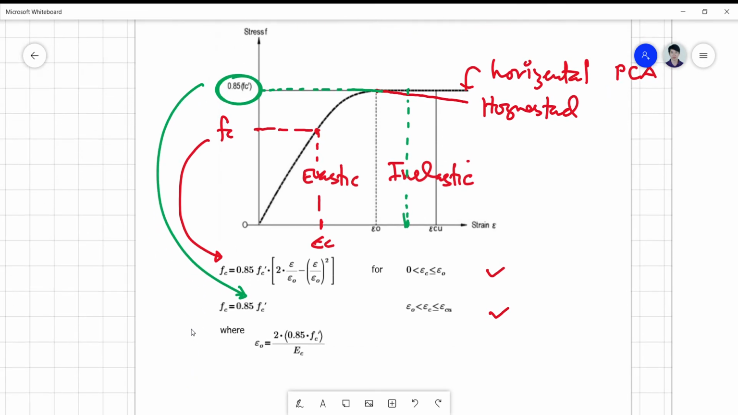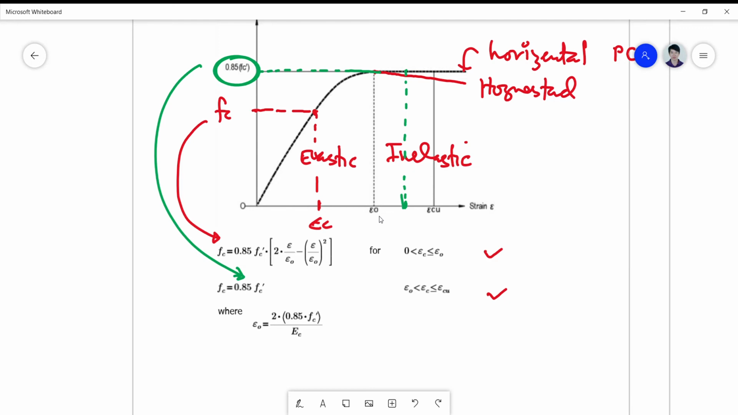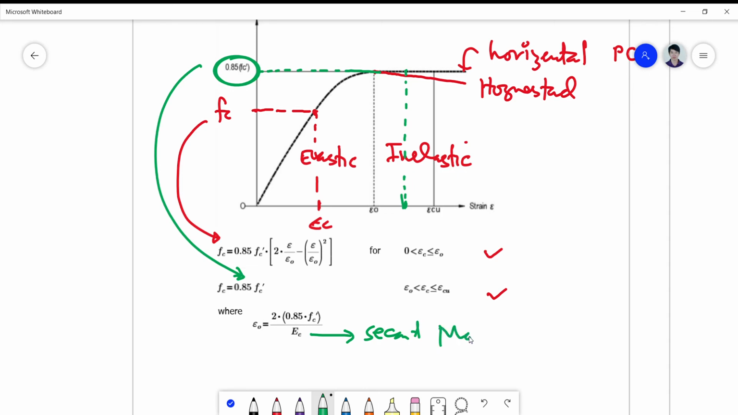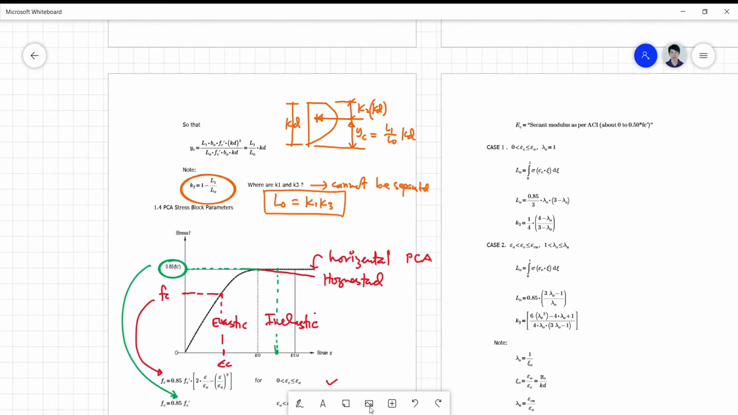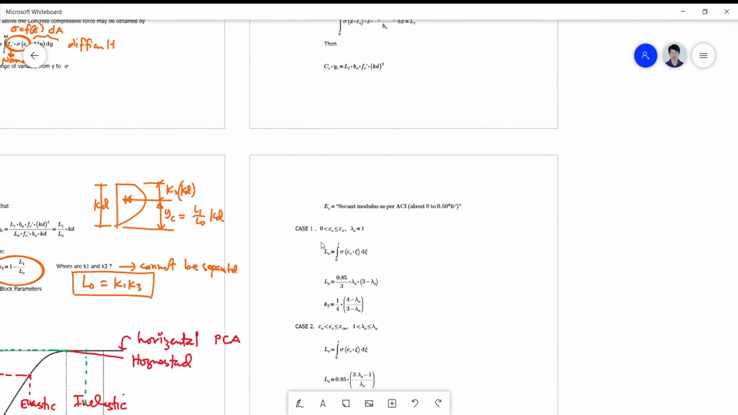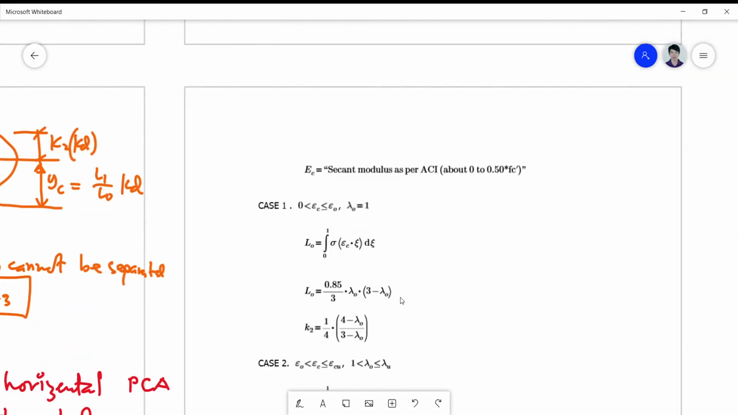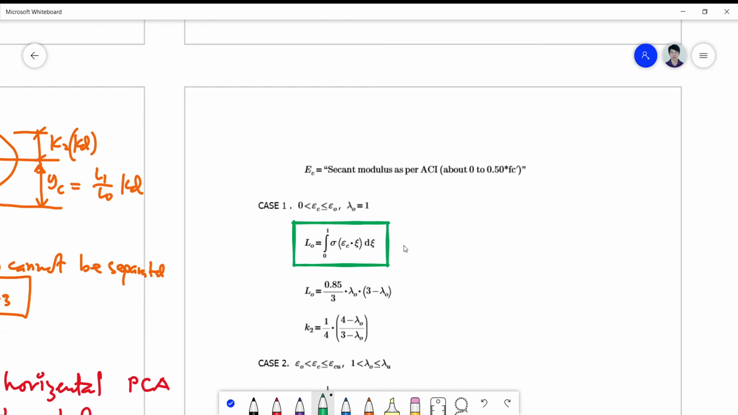Okay, simple. Now, the definition for epsilon O on the elastic stage is based on this formula, wherein your stress-strain relation is defined in terms of 2 times 0.85 fc prime over EC, where EC is the secant modulus of elasticity. Okay, so that's 4700 square root of fc prime. Now for case 1 and case 2, the equation that was derived based on the procedure I presented above is this one.